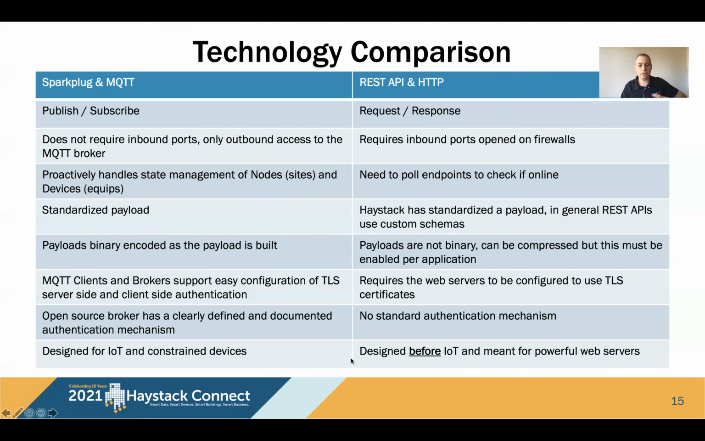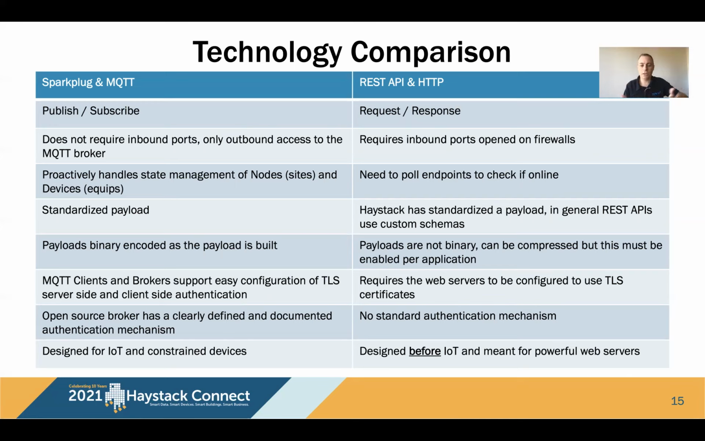Bit of a technology comparison. I won't go through too much of it, but here's just putting the idea of Sparkplug and MQTT side by side with the use of a REST API and HTTP. I want to highlight a couple of key points. So publish, subscribe for Sparkplug versus request response for HTTP and REST. The security aspects of configuring Sparkplug and MQTT versus the REST API. Standardized and binary encoded payloads again versus the payloads in HTTP, which have to be zipped on the fly.